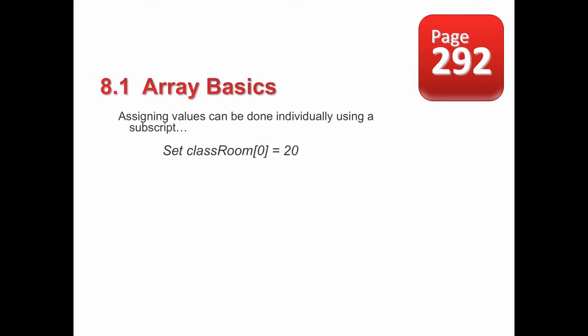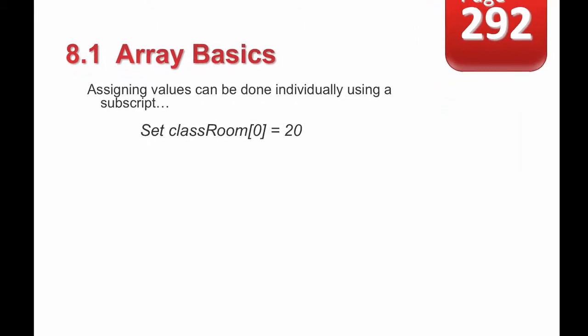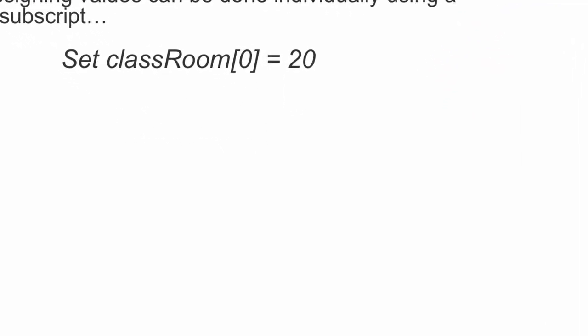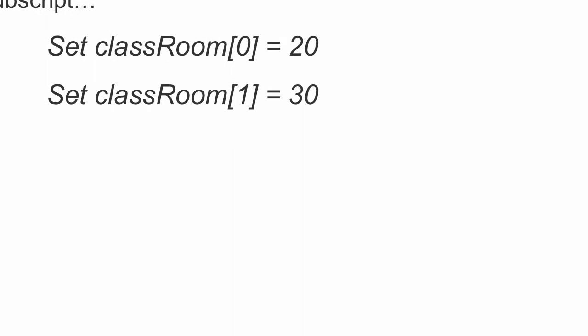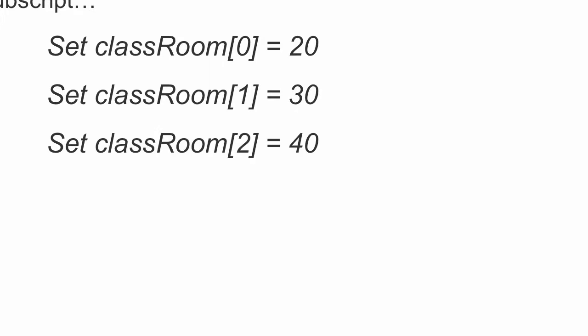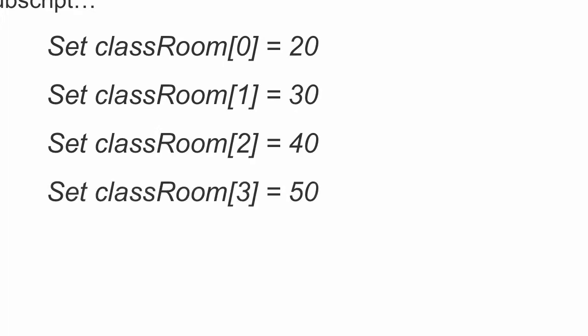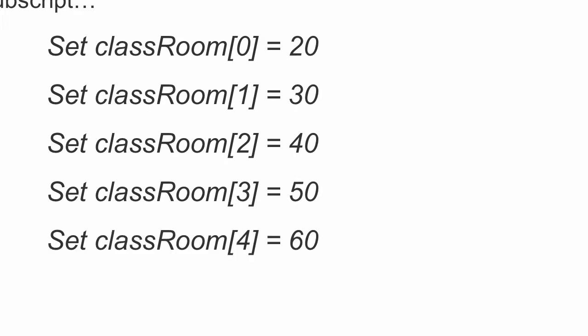So we could say that we could set classroom 0. Now, what does that mean? Well, it means we're going to make the classroom array element 0 or position 0 equal to the number 20. And we're going to put 30 into the classroom array position 1 or element 1. The classroom array element 2, we're going to put the number 40, and we're going to put 50 in the classroom array position 3. And in 4, we would put 60. So classroom array position 4 or element 4 is equal to 60.